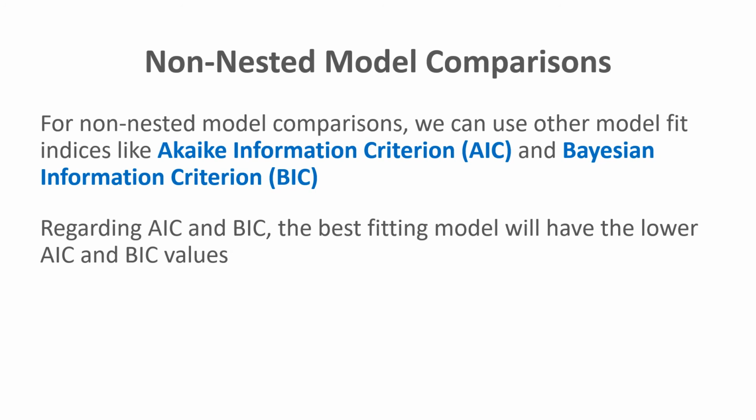So what do you do if you have non-nested models, and how do you compare them? Well, for non-nested model comparisons, we can use other model fit indices like the Akaike information criterion, which is abbreviated as AIC, or the Bayesian information criterion, which is abbreviated as BIC. For both the AIC and the BIC, the best fitting model will have lower AIC and BIC values. So the lower the better. Now, there aren't any absolute cutoffs or rules of thumb when it comes to interpreting those directly. It's really about comparing those values between two or more models.